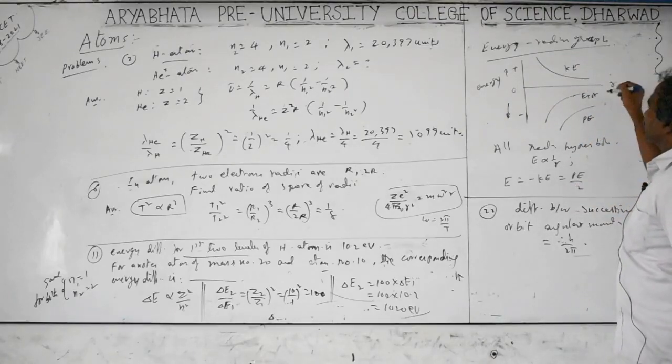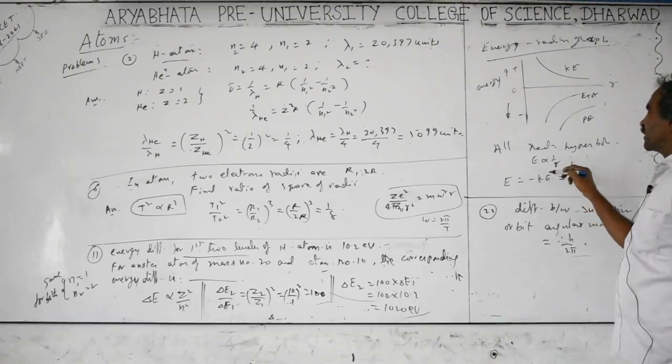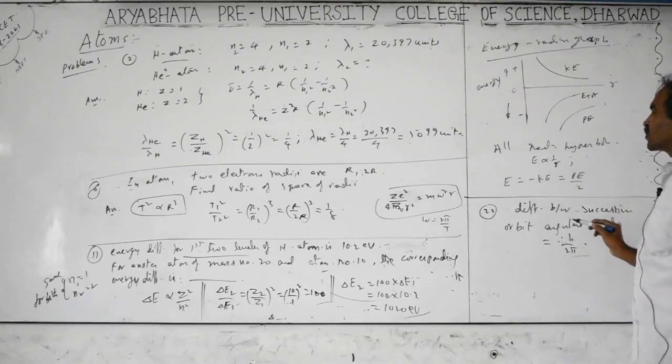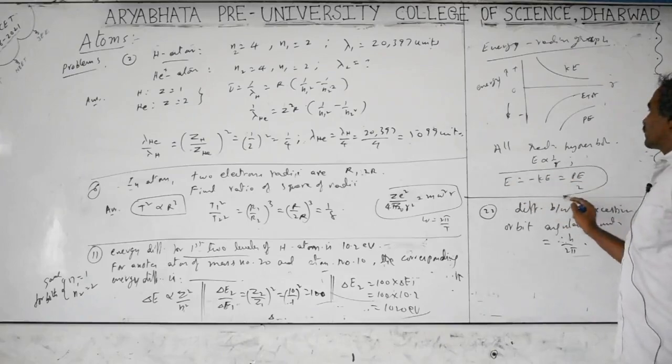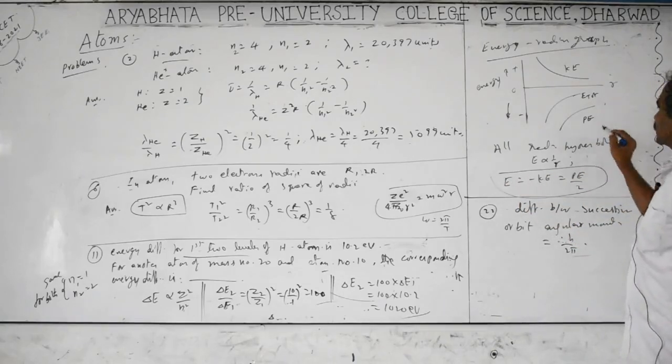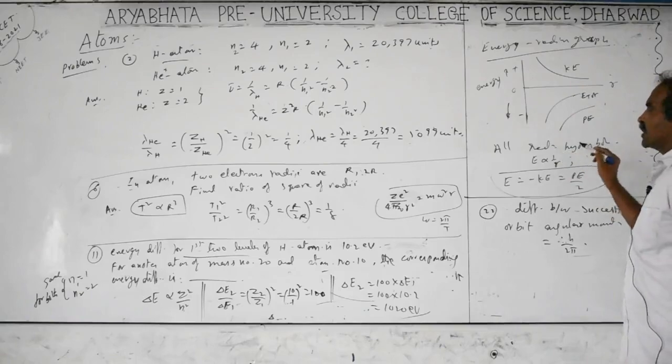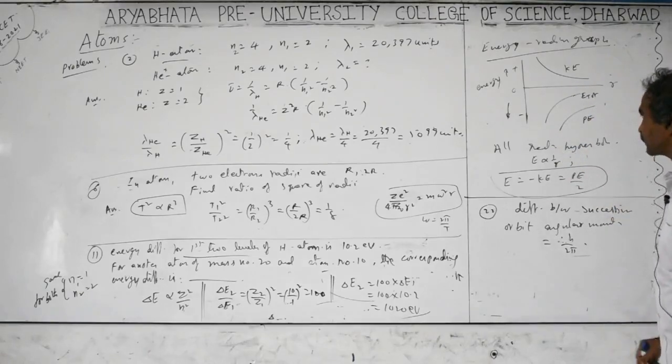All are rectangular hyperbolas because energy is inversely proportional to R. Kinetic energy is inversely proportional to R, and potential energy is inversely proportional to R. The interrelation is total energy equals minus of kinetic energy, equals potential energy by 2. So the nature of the graphs is also important. Rectangular hyperbolas. They will ask you to identify which graph diagram is the correct one.